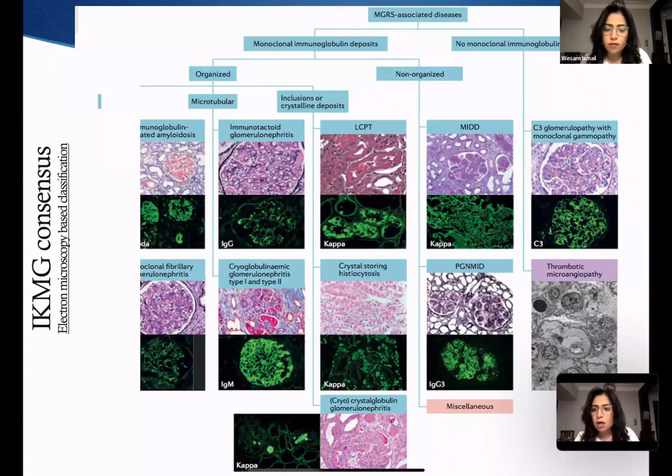And we're going to save almost all of this spectrum, apart from the few examples that we've already discussed in this session, which is light chain proximal tubulopathy, MIDD, and we're going to discuss amyloidosis. But for all the rest, which are mainly glomerular, we're going to save for the next session, because then this is going to be a very, very long session if we also included the glomerular diseases. Ahmed?